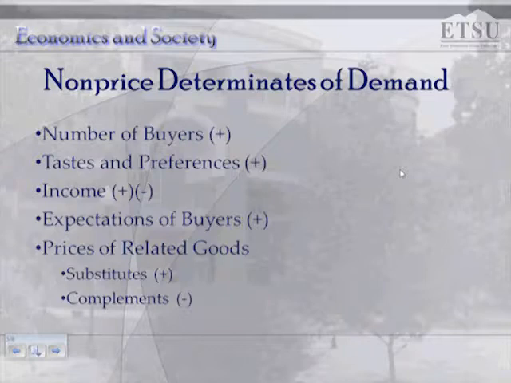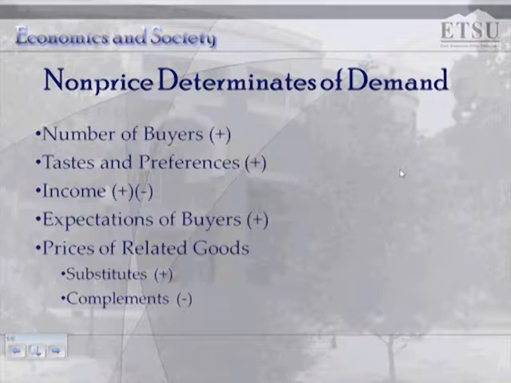Second, tastes and preferences of consumers. If consumers prefer something for some particular reason, maybe LeBron James wears Nikes, and so it causes an increase in the demand for Nikes, an increase in the preference for Nikes, then that will shift the demand curve to the right. So that's what marketing is all about, right? Changing or affecting consumer preferences.